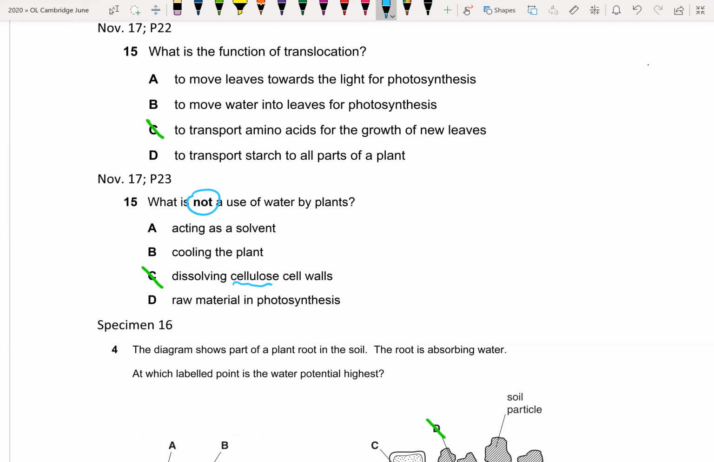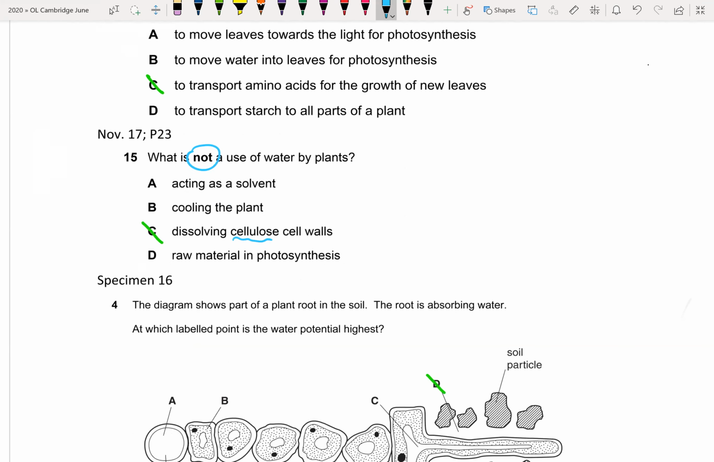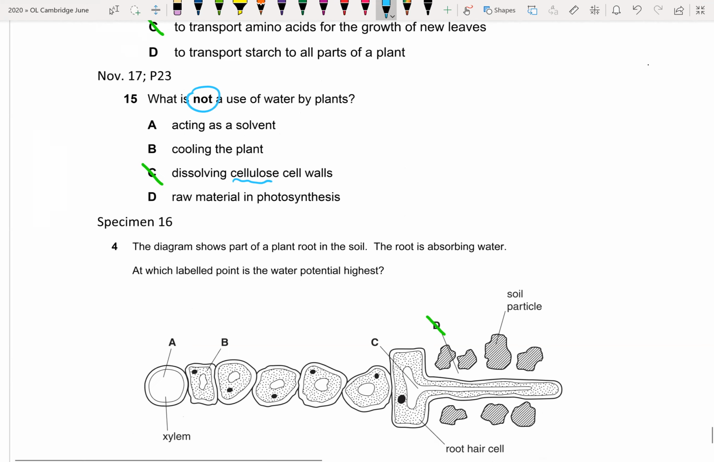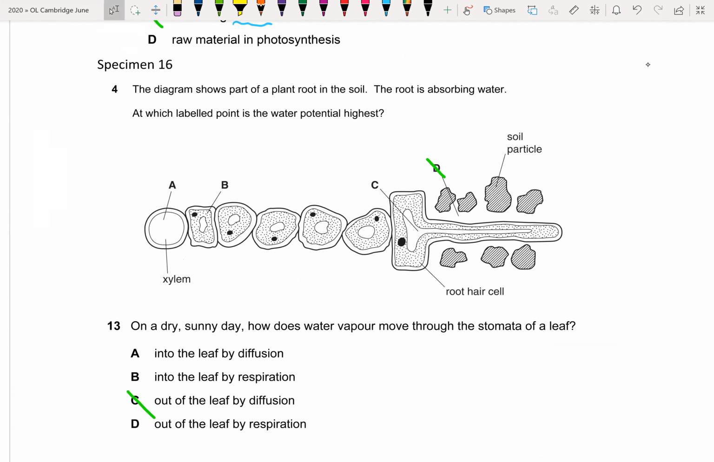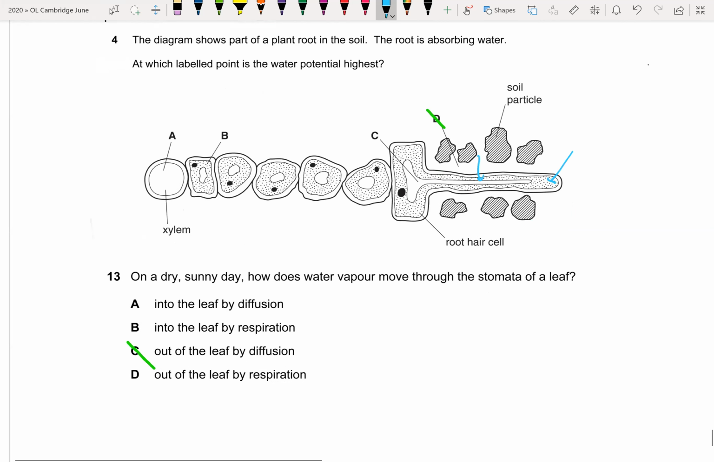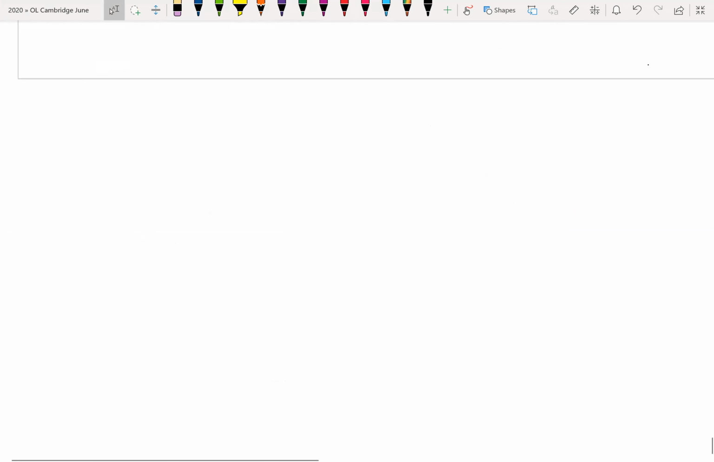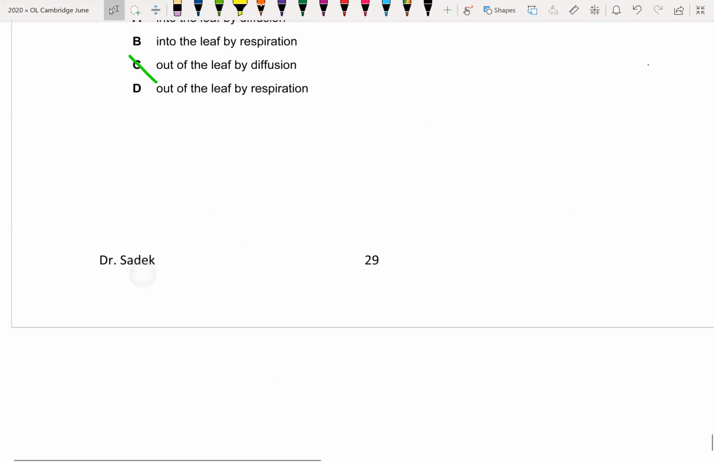The diagram shows part of a plant root. فبيقول لك at which labeled point is the water potential highest. طبعا ال water potential highest at D، عشان كده المية هتدخل من ال high water potential to the low water potential inside. يبقى أعلى water potential في السويل. والسؤال ده شفناه like 3 or 4 times. ال water moves through the stomata by diffusion. وبكده يا أستاذ عمر نبقى خلصنا ال transport in plants.